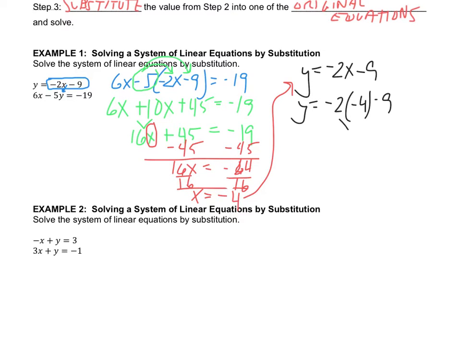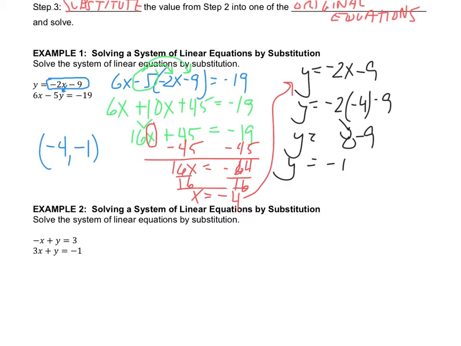And now I just use my order of operations to get 8 minus 9, or negative 1. So y equals negative 1 when x is negative 4. That means my final answer here is negative 4, negative 1.